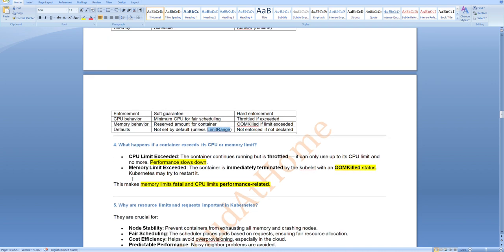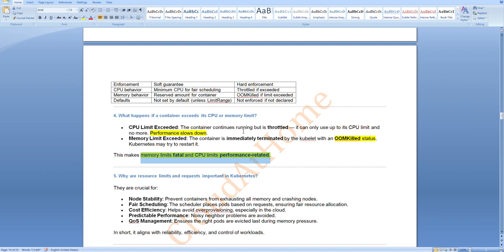Okay, what next? What happens if a container exceeds its CPU and memory limit? This we already know. If it is exceeding the memory limit, it will be killed. If it is exceeding the CPU limit, it will be throttled, and your performance will be low. In this case Kubernetes may restart the pod itself. This makes memory limits fatal and CPU limits a performance risk. So it is all about performance and availability if you are not taking care of it properly.